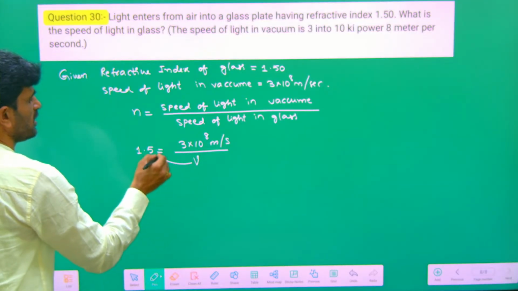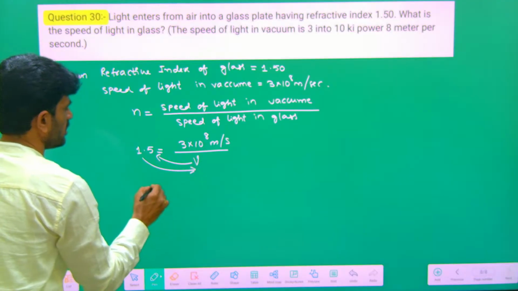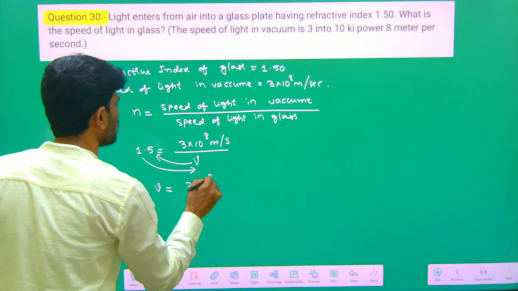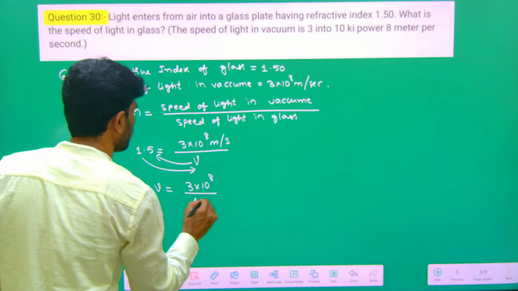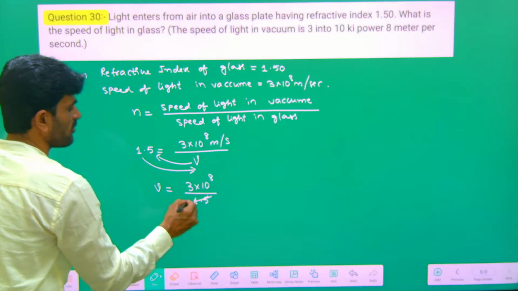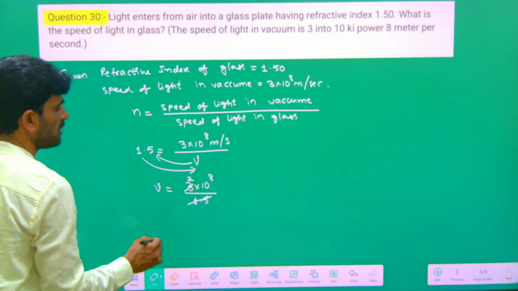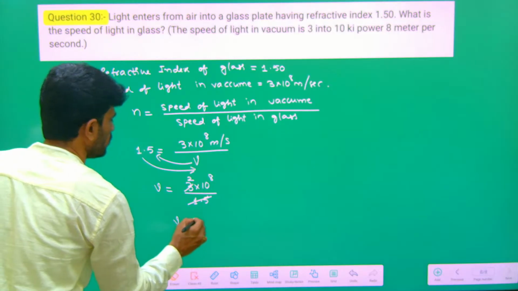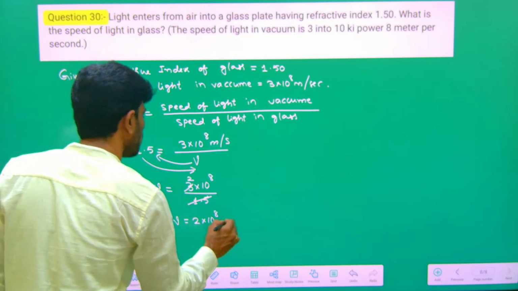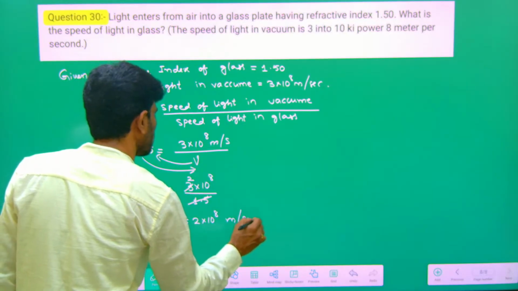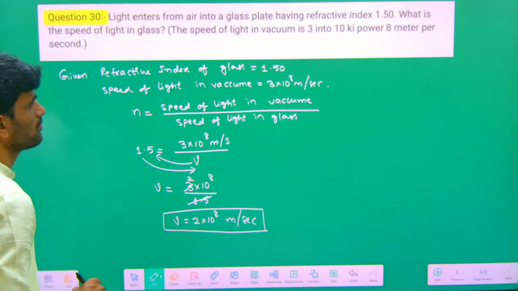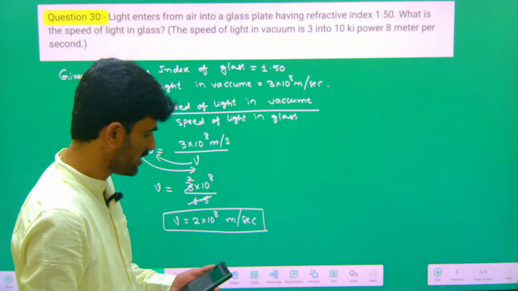Now we transpose V here and 1.5 here. Then V is equal to 3 into 10 to the power of 8 by 1.5. Now this 1.5 and 3 we can cancel: 1.5 ones are 1.5, twos are exactly 3. So what is V now? 2 into 10 to the power of 8 meters per second. This is the speed of light in glass.